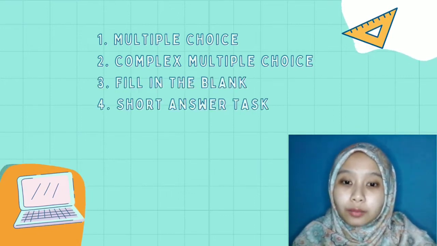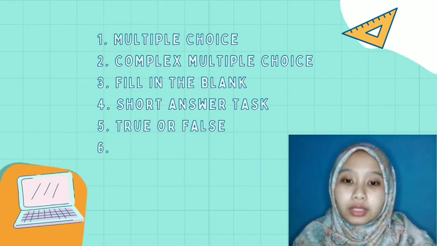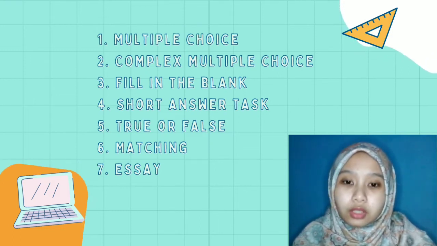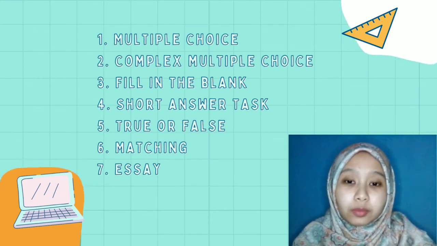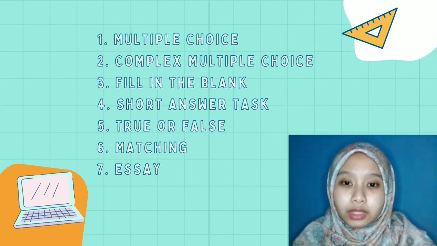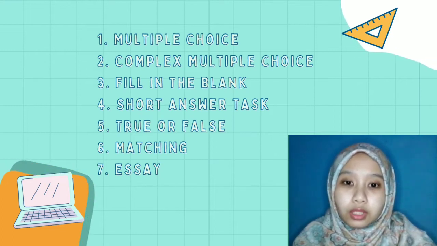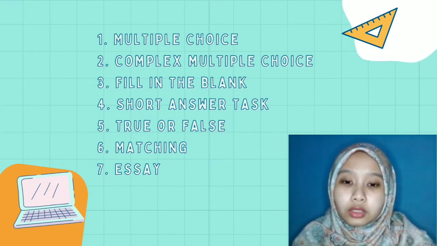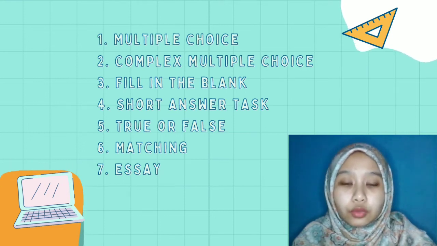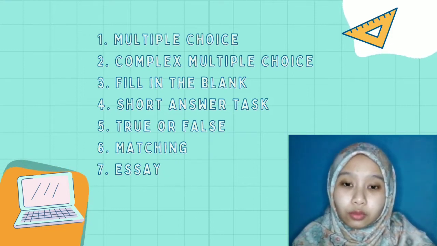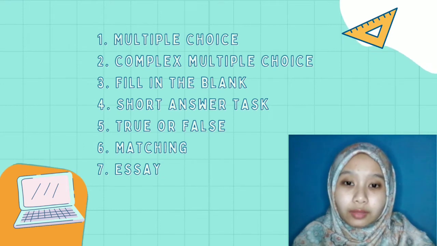I'm going to explain about the evaluation instruments that consist of 7 instruments. First is multiple choice, pilihan ganda. Second, multiple choice complex, pilihan ganda kompleks. Third is fill in the blank, isian melengkapi. Fourth, short answer task atau jawaban singkat. Fifth, true or false, pertanyaan benar atau salah. Sixth, matching, menjodohkan. And seventh is essay atau soal uraian.